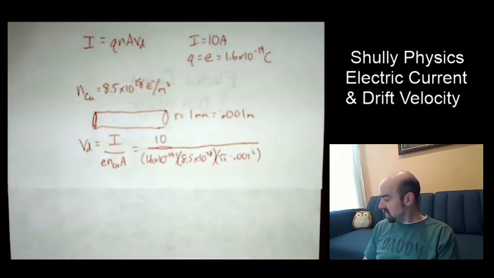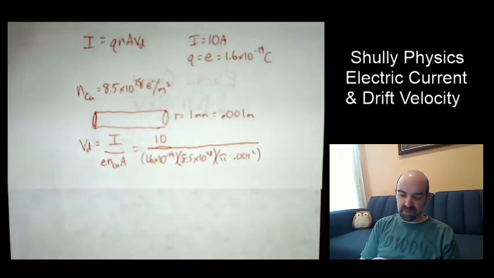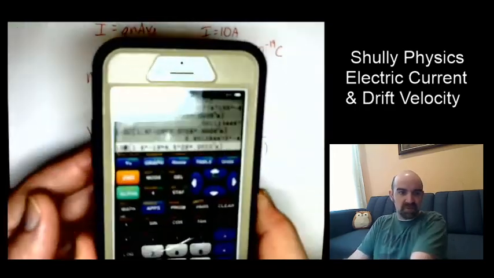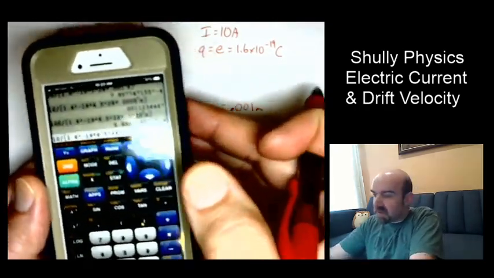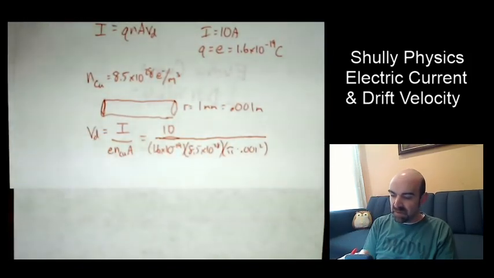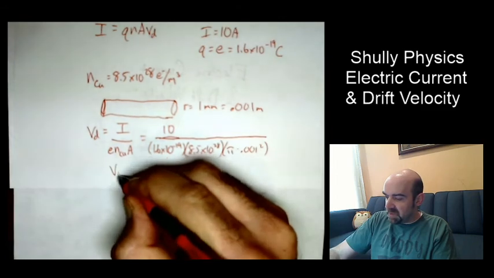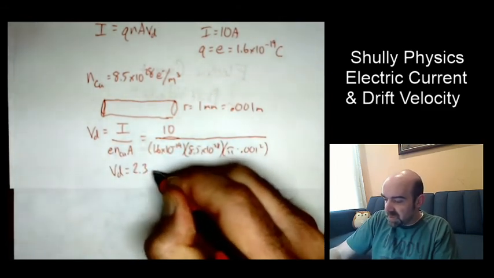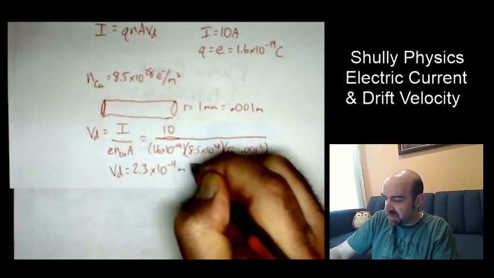Okay, calculate that out. I'll save you the difficulty there. Plug in my values, and unless I'm wrong, I hope I'm not because I'm trying to do this in one take, 2.3 times 10 to the negative 4 meters per second.